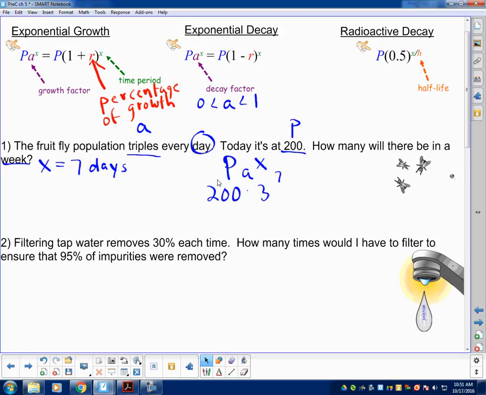So there, we start with 200, and then they triple every day. That's kind of scary. How many fruit flies will there be in 7 days? So we have 200 times 3 to the 7th. If you use your trusty calculator, you should get 437,400 fruit flies. So kind of scary.